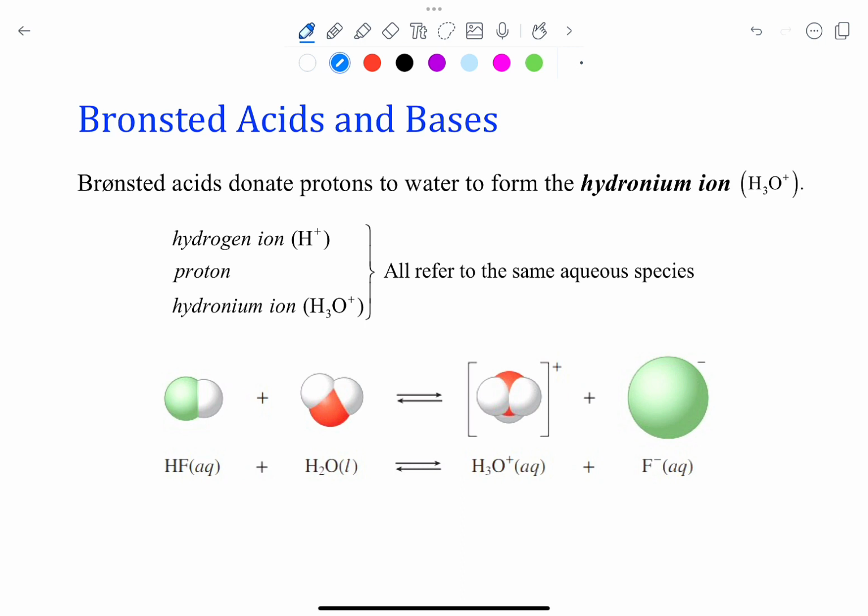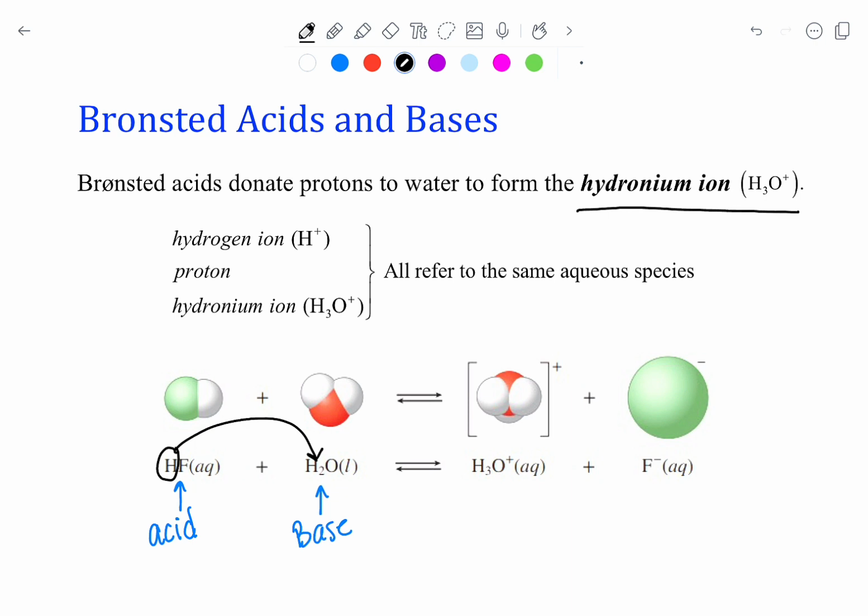Bronsted acids donate protons to water to form the hydronium ion. So in the case here where we have HF, HF is going to be our Bronsted acid, meaning that water is going to be the Bronsted base. So this hydrogen from HF is going to be donated to water. So water with an additional hydrogen is called a hydronium ion. So now we have oxygen with 3 hydrogens on it and an overall charge of positive.